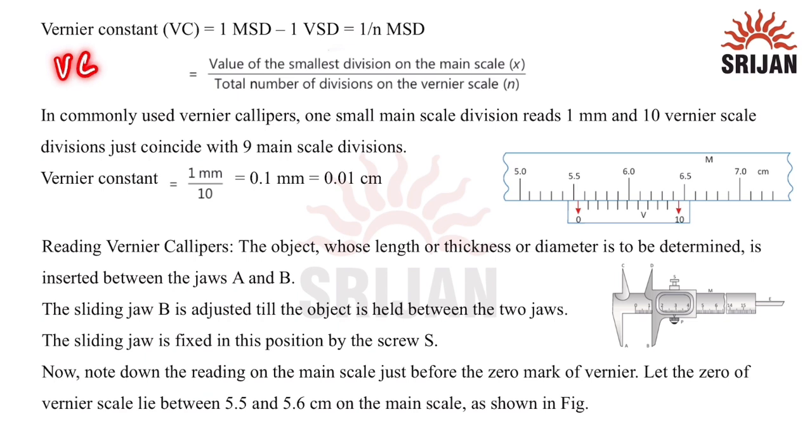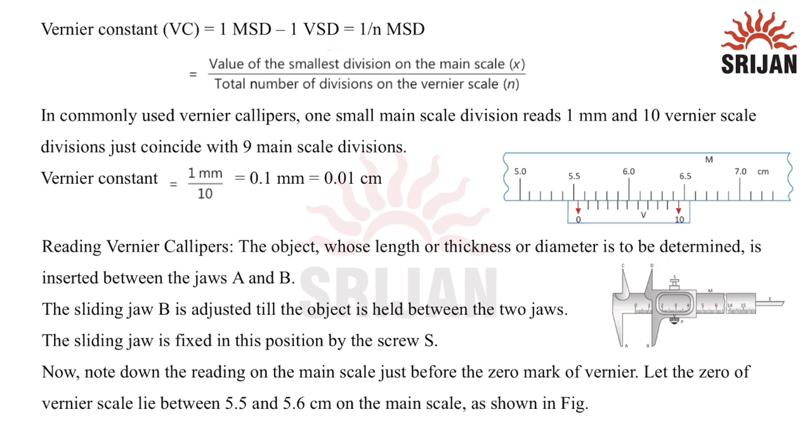Now, what is a Vernier constant? It is one main scale division minus one vernier scale division, that is equal to 1 upon n main scale division. You can also write it as the smallest division on the main scale divided by the total number of divisions on the vernier scale.